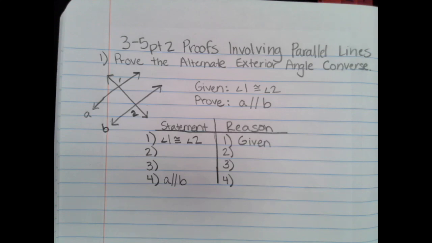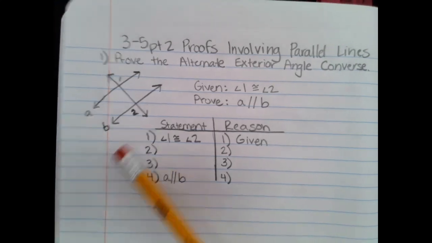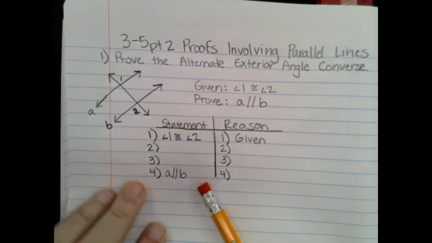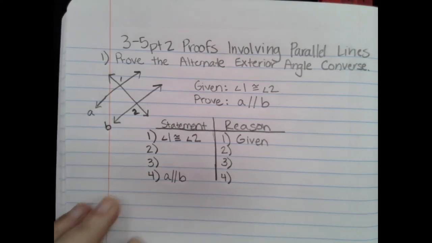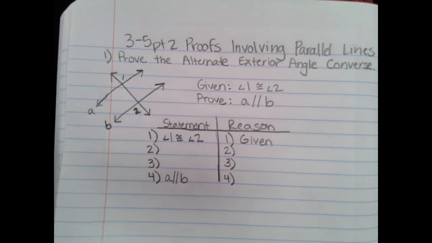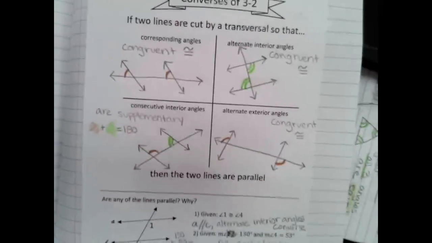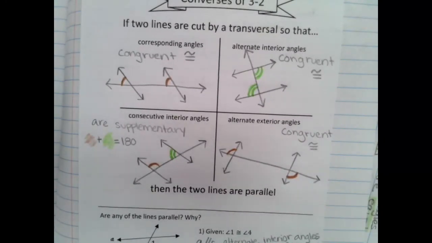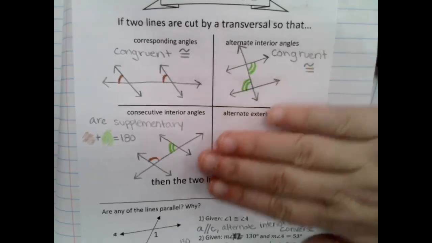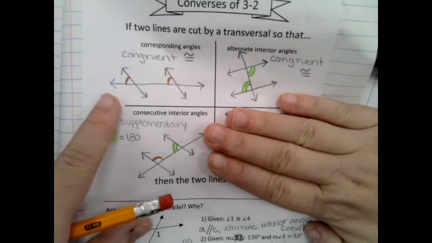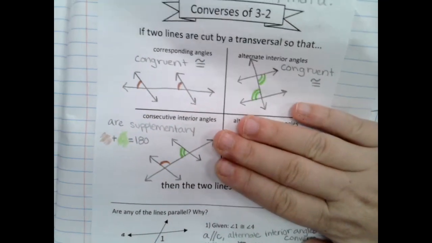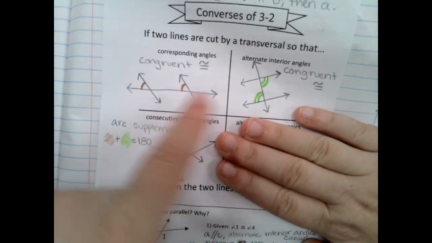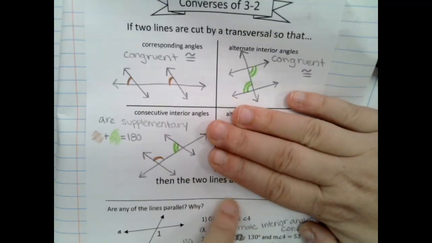All right, so what we're going to do here is we need to prove that A is parallel to B, and in order to do that, we use our converses we learned yesterday. So I'm going to flip back to yesterday. What we can't do is use the alternate exterior. That's what we're trying to prove. So we need to come up with one of these other ones to help us prove it. If I can prove one of these other ones, then we can say the lines are parallel.